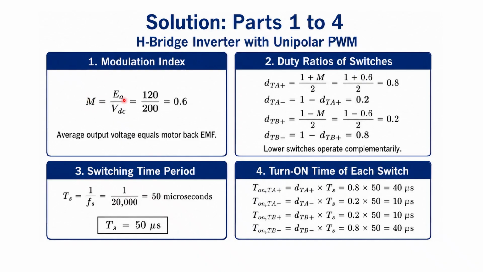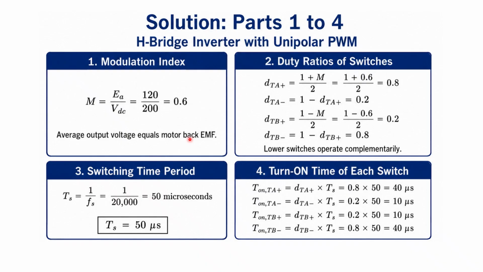We know that modulation index is EA upon VDC. EA is given as 120 in the question, and DC link voltage is given as 200. So modulation index is 120 upon 200. It is 0.6. So average output voltage equals motor back EMF. It is in the minimum speed condition.